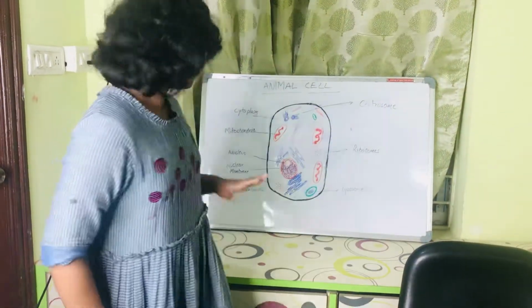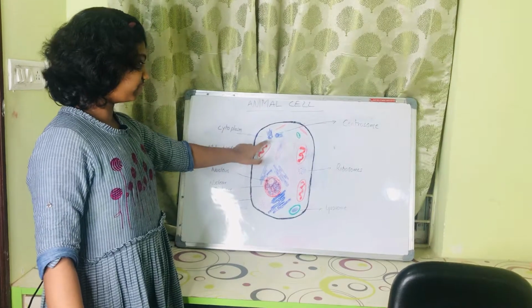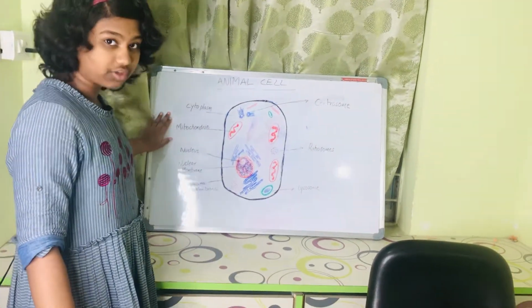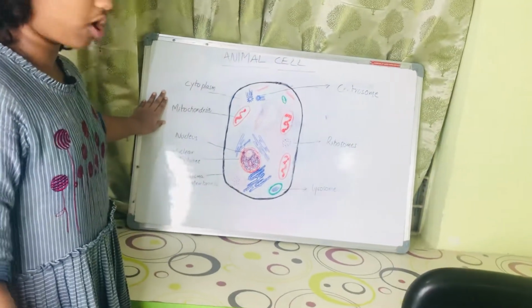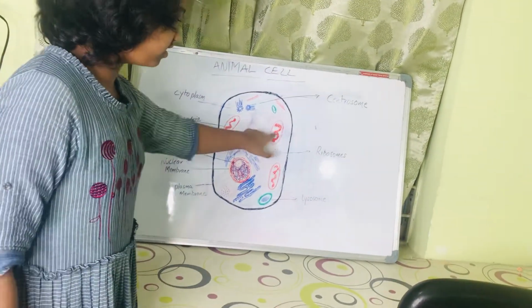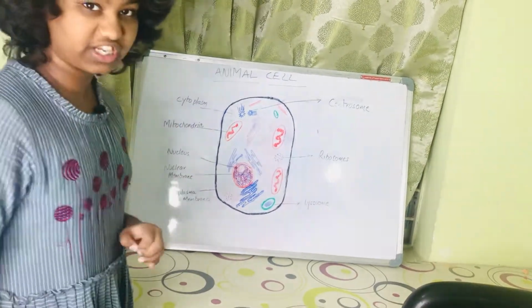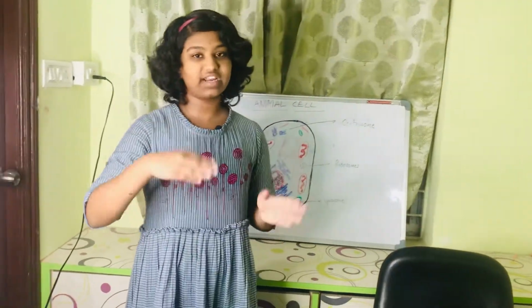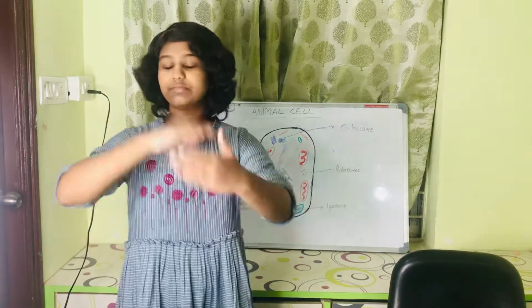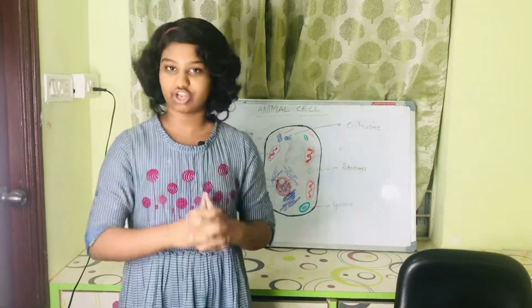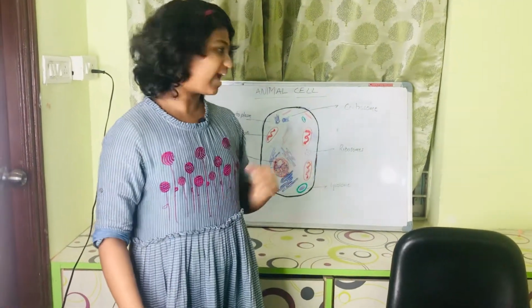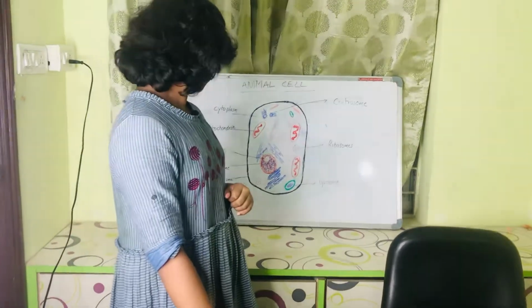I've drawn the mitochondria here. The mitochondria is basically the powerhouse of the cell. They are small rod-shaped organelles with double membranes, the inner membrane and the outer membrane. The inner membrane is enfolded into finger-like structures. The mitochondria provides the cell with energy. Now we have the endoplasmic reticulum.